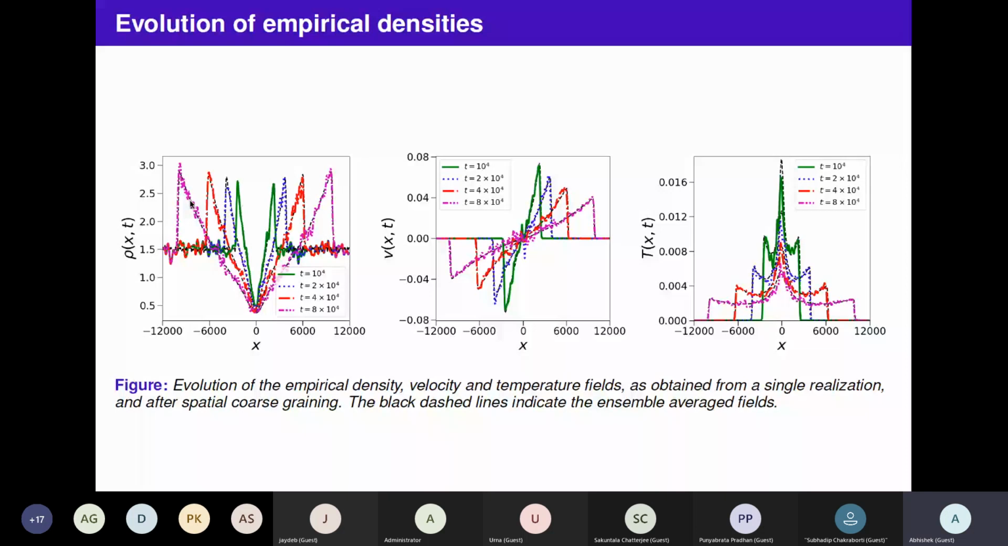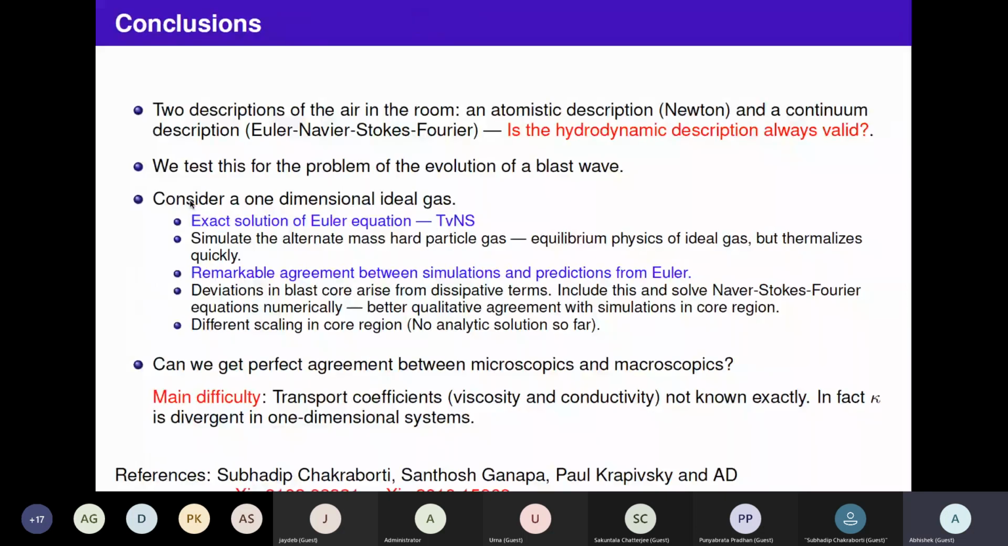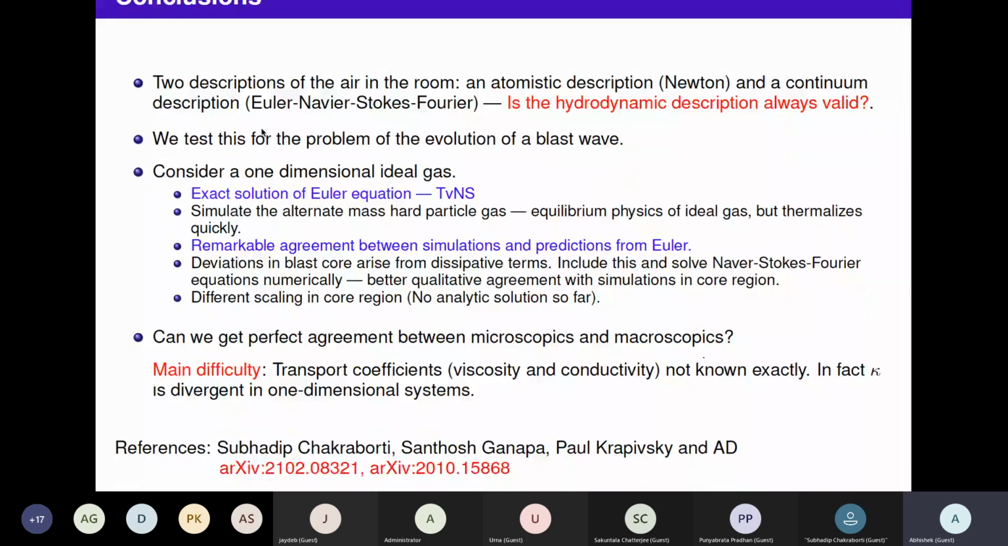So I think that's more or less what I had to say. Basically what I tried to say is that there are two descriptions for the air in the room. Of course, we know there's an atomistic description in terms of Newton's equations and so on, and then there's a continuum description of hydrodynamics.